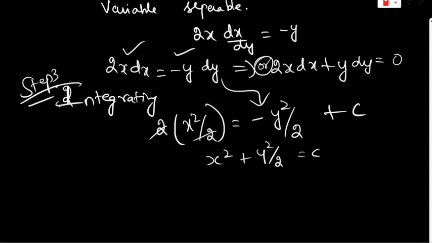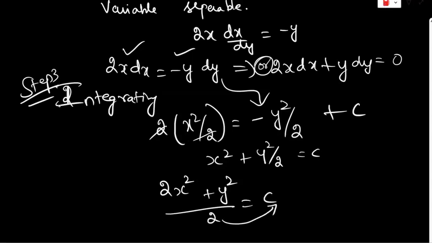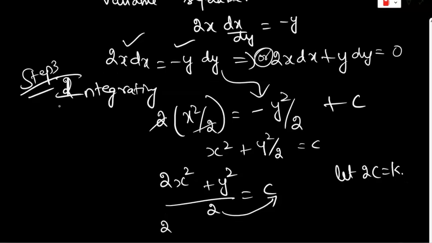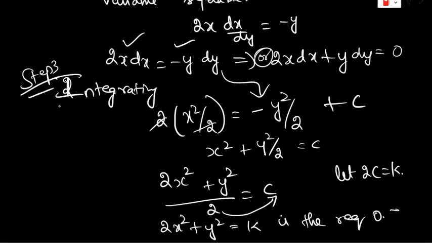In case your question asks you to prove that, then you can take LCM: 2x square plus y square by 2 is equal to c. If this 2 goes to the other side, you will get 2c. You can take let 2c as some k. Then your equation will become 2x square plus y square is equal to k, the required orthogonal trajectory. So for the parabola, these sets of equations and the parabola intersect each other orthogonally.